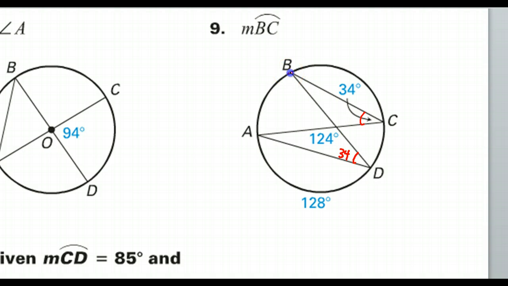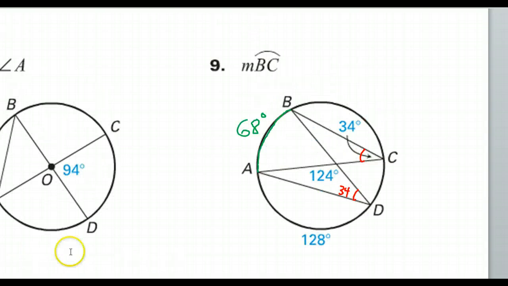Also, looking at this arc AB out here, that arc is the arc that goes with these 2 angles. So these are inscribed angles, so I should be able to double the angle and get the arc. If this is 34, then this arc measure will be 68 degrees. Keep that in mind, because I'm shooting for arc BC. The more arcs I have, the closer I get to finding BC.